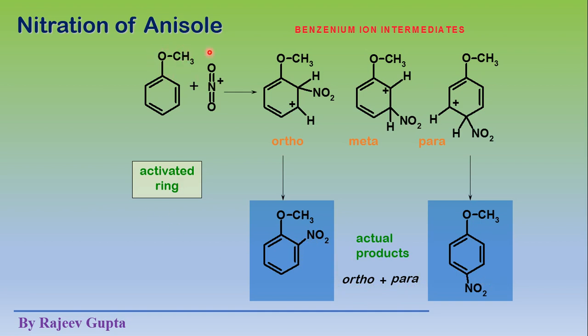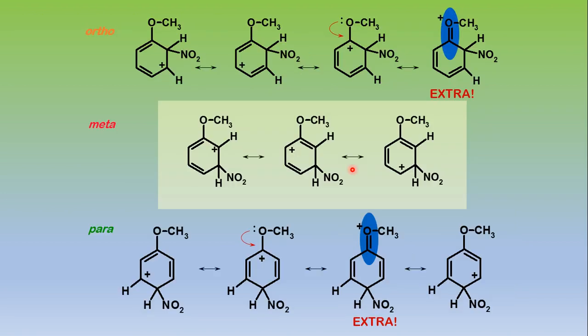In this anisole, the methoxy group is a ring activating group, which provides electron density. Its lone pair is in conjugation with this pi system. So it provides electron density toward this side and activates this ring at the ortho and para positions.